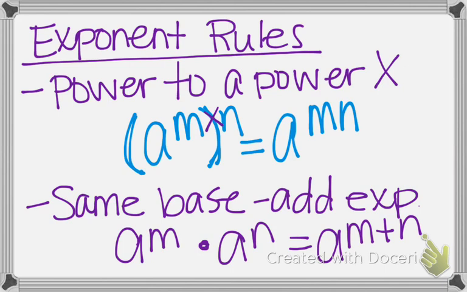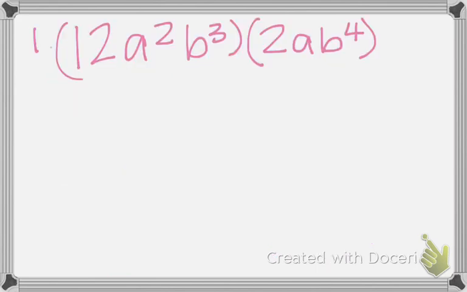When I have the same base, like I'm multiplying a's and a's, then I'm going to add the exponents together. If you notice the difference here, there is no parentheses in this bottom one, so there's no number on the outside without a variable attached to the exponent. Okay, we are going to look at some examples, so let's look at number 1 first.